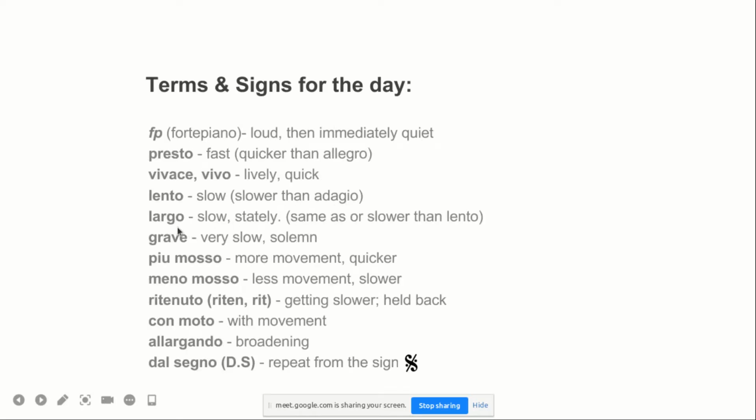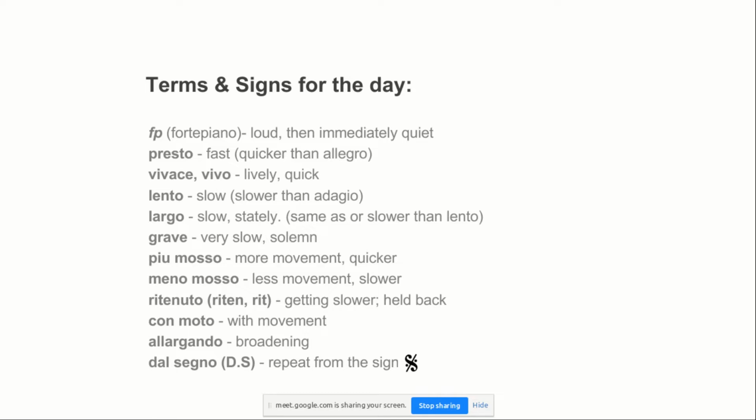And then we have largo. Largo means slow. It's the same as lento. So lento and largo mean slow. And largo can also mean stately. And that is the same or slower than lento. It's good enough to think about them as the same, lento and largo. Then we have grave. Grave means very slow, solemn.